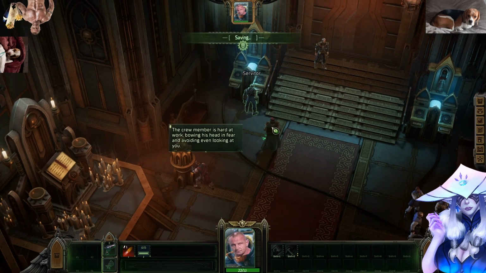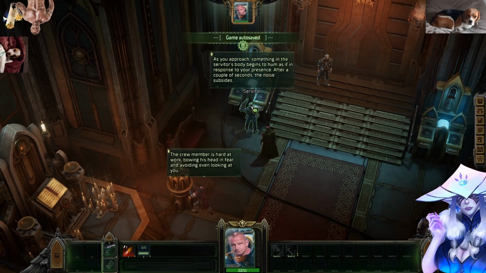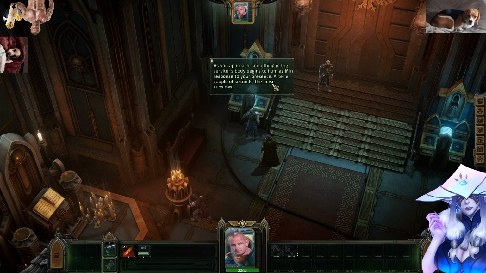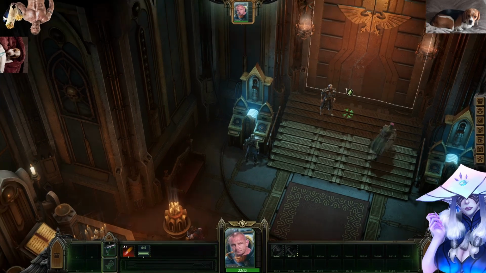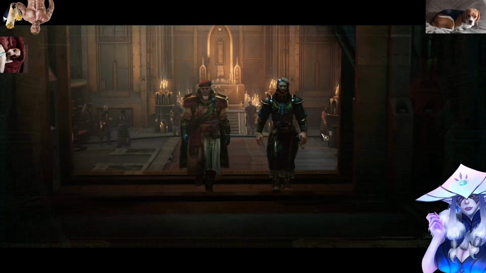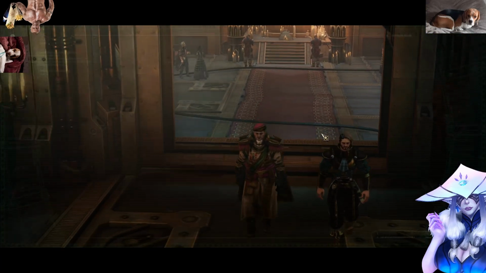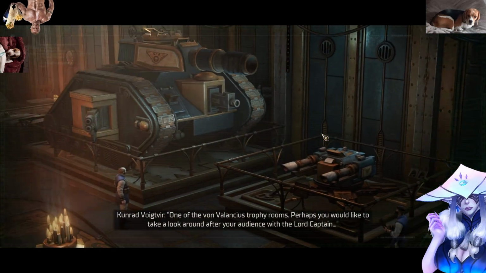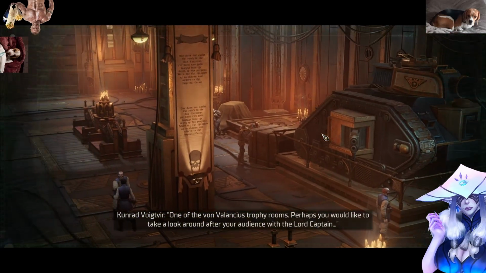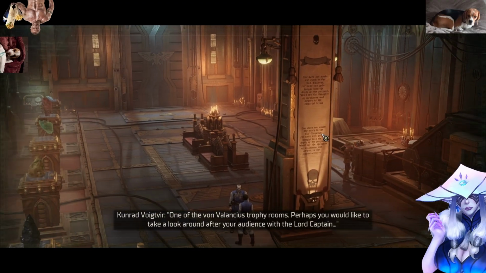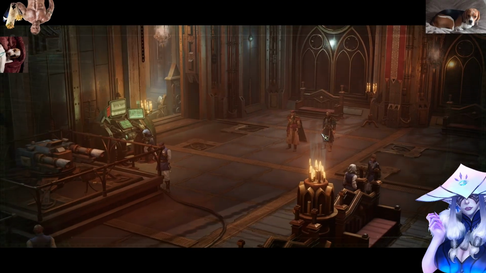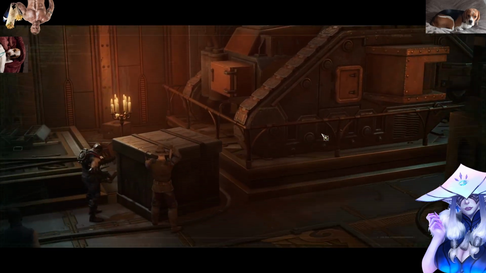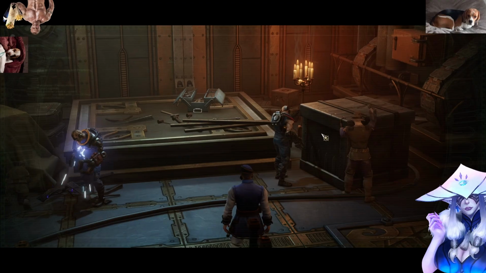Okay, crewmen, Harvard work, okay. As you approach, something in the servitor's body begins to hum as if in response to your presence. After a couple of seconds, the noise subsides. Okay, Kungrad. The Fond Valencia's trophy rooms. Perhaps you would like to take a look around after your audience with the Lord Captain. Mm-hmm. I just want to get to character creation so I can add Lysandra.